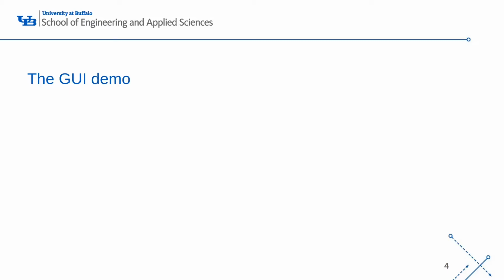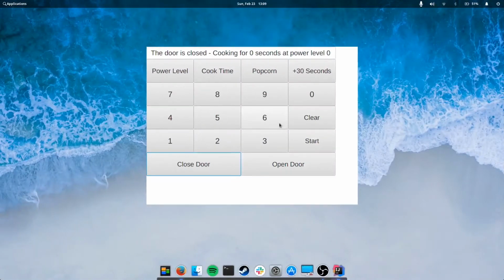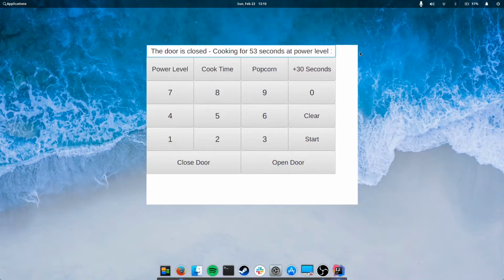So microwave is an object-oriented programming assignment that looks like this. We can do things like add 53 seconds to the microwave, which will start where it says cooking for 53 seconds at power level 100. We can stop it by clearing it. We can add 30 seconds to the microwave and start it.